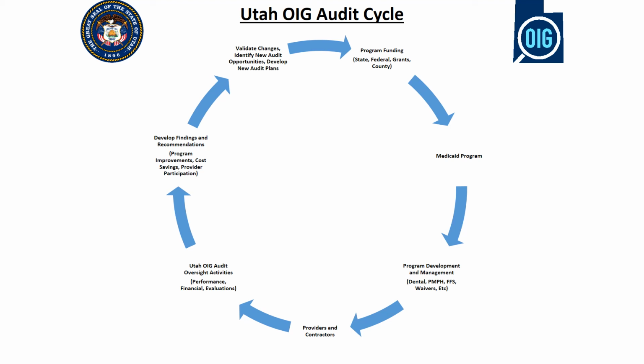The audit cycle is ongoing and starts with the funding of a program through various funding sources. The Department of Health, through the Division of Medicaid and Health Financing, then develops and manages the program through its own oversight of providers and contractors. In conducting oversight of the entire Medicaid program, the OIG identifies possible policy, contractual, and process weaknesses, and audits or evaluates these areas in order to make recommendations for improvement to the Department of Health. Finally, the OIG follows up to ensure changes are implemented and effective.